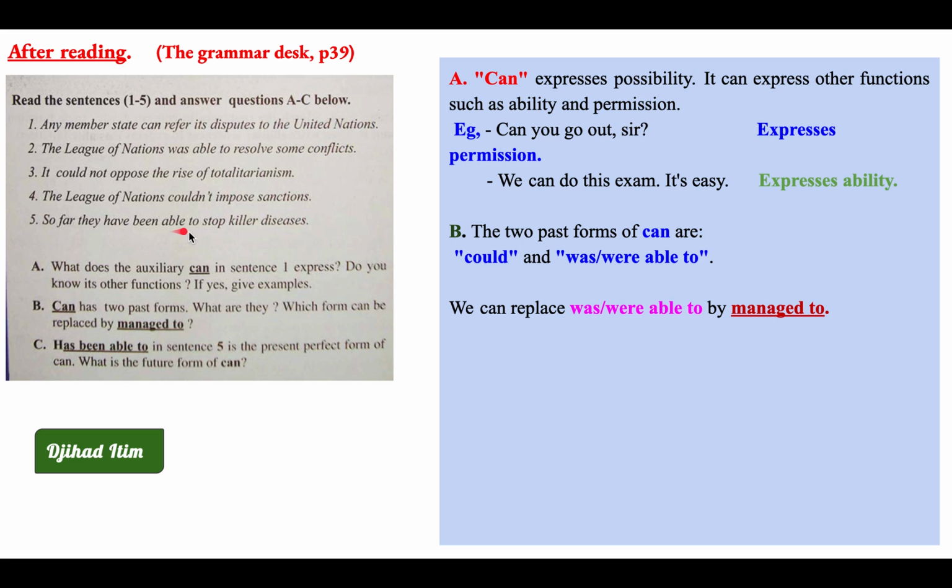"Have been able to" is the present perfect form of can. How about the future form of can? The future form of can is "will be able to." Okay, this is the future form of can.